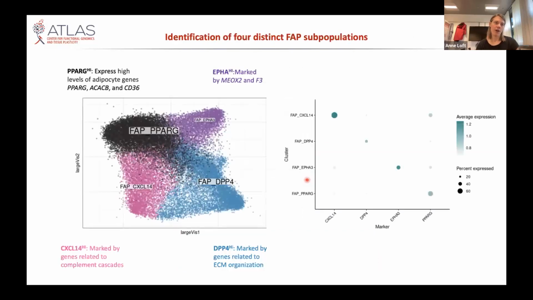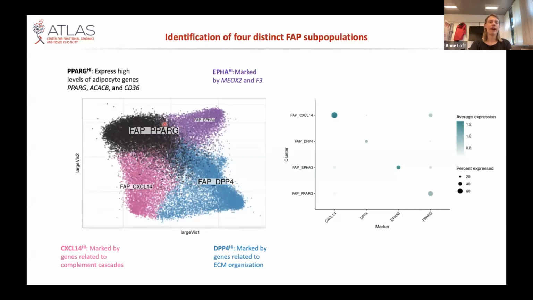So we next turned our attention to the FAP subpopulation and subclustered the data and identified 4 different subclusters of FAPs. Here we have the DPP4 FAPs, which likely represent a multipotent interstitial progenitor cell that, at least in mice, has been shown to contribute to both basal and high-fat diet-induced adipogenesis.